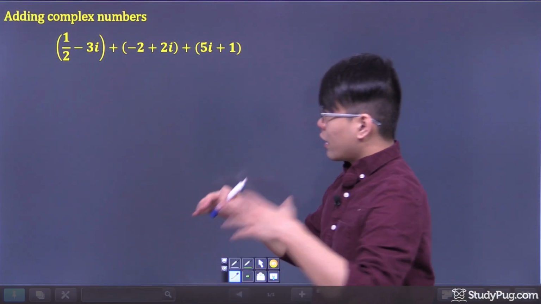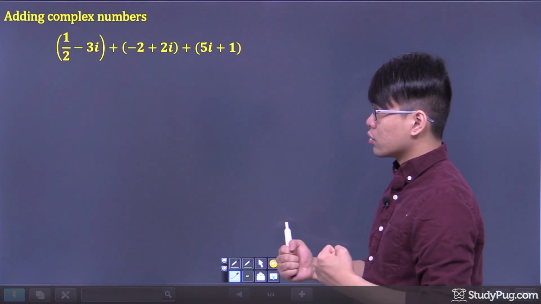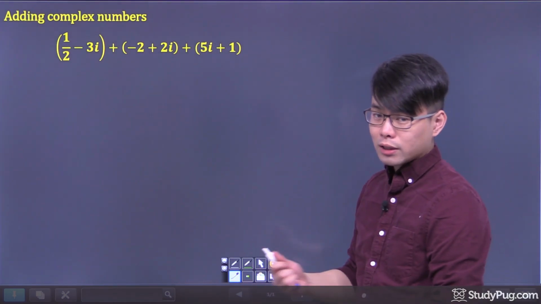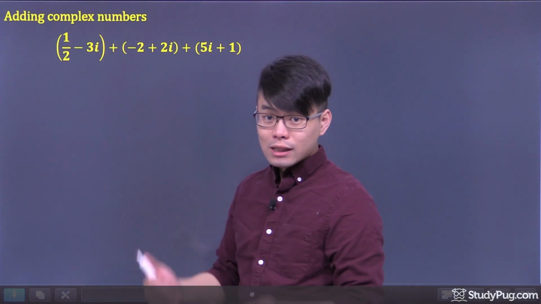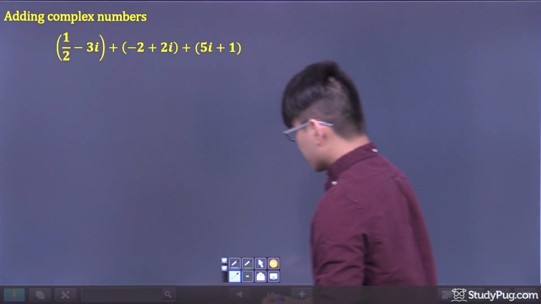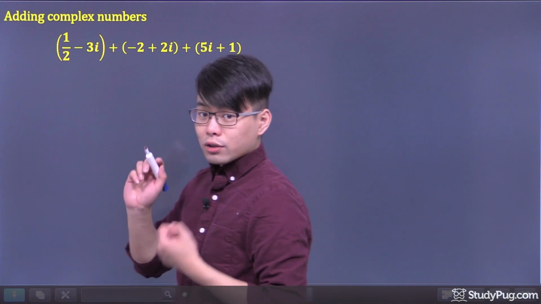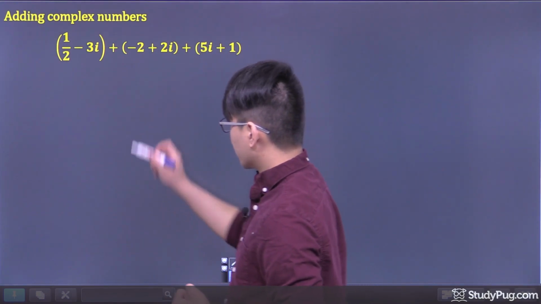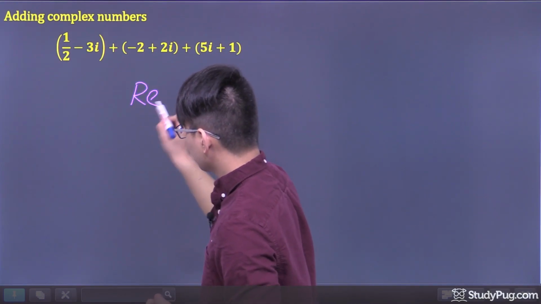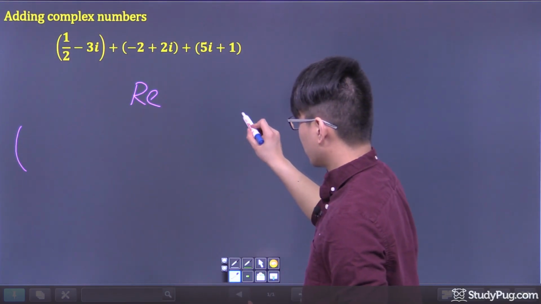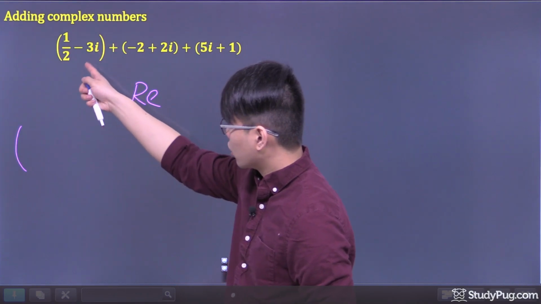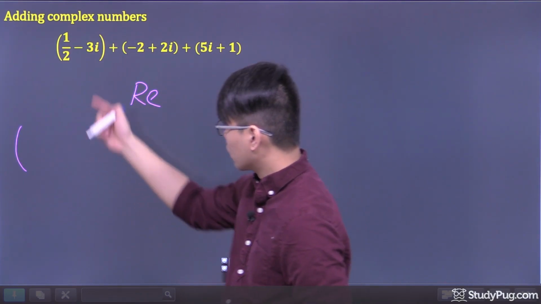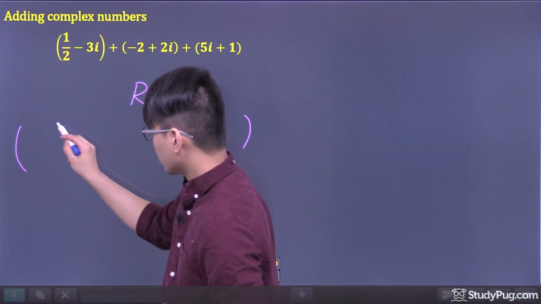So before anything, the first thing we want to do whenever we want to add or subtract complex numbers would be to find the imaginary parts as well as the real parts, right? So let's figure out all the real parts of all of these complex numbers first, and then the imaginary parts, okay? So let's take a look at this first complex number. What is the real part of this guy? 1/2, right? That's the real part.